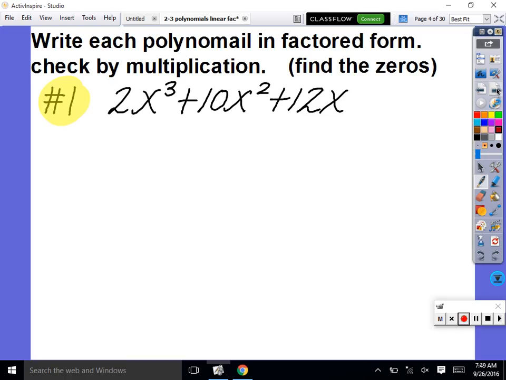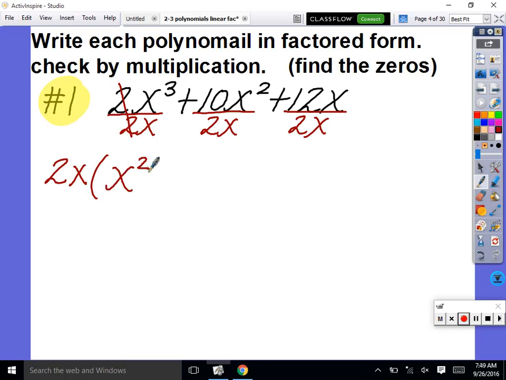So you're going to have to look at the polynomial and say, okay, my first goal always with any polynomial is to see if there's a greatest common factor. So looking at number 1, what's my greatest common factor? Very good. So you're going to write 2x. Now go back and divide each term by 2x. So then we have 2x cubed divided by 2x, which is the 2's divide out. X cubed divided by x is x squared, correct? 10 divided by 2 is positive 5. X squared divided by x is x. Sweet. And then 12 divided by 2 is positive 6. And then x over x is 1.